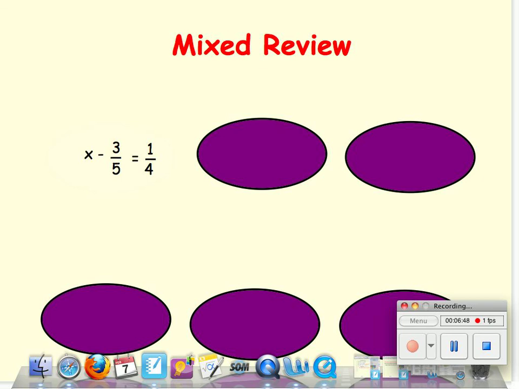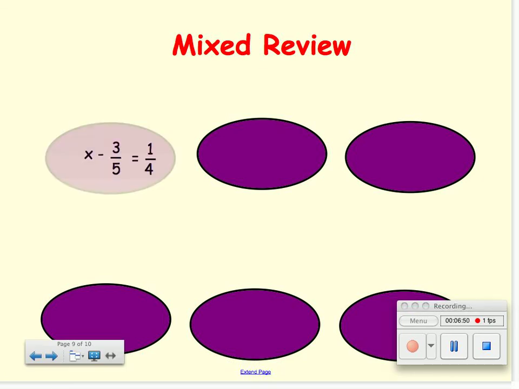Since I'm saying x minus 3/5, I know that I'm going to be adding to move it. So I know my first step, I need a common denominator. I'm going to choose a different color. So I want to find a common denominator of 20. 5 times 4 is 20. 3 times 4 is 12. 4 times 5 is 20. 1 times 5 is 5.